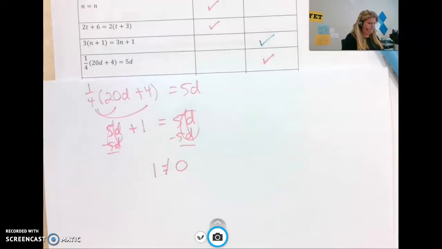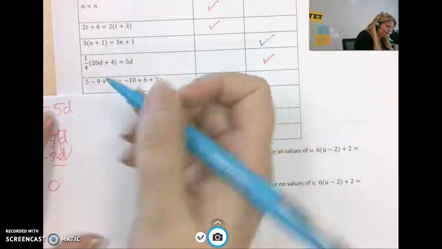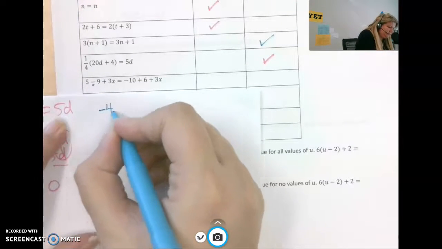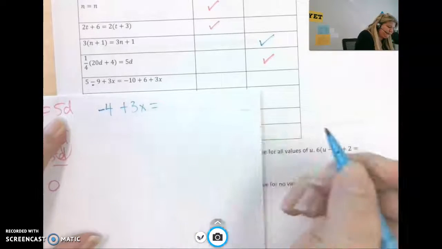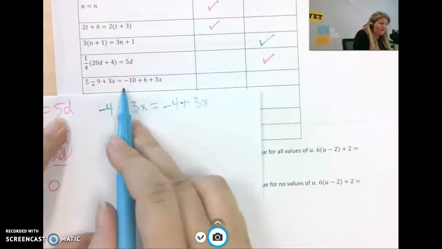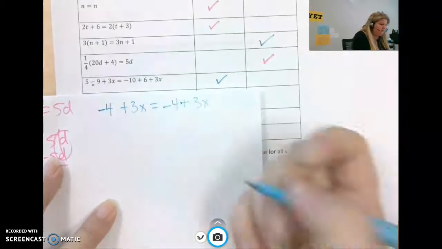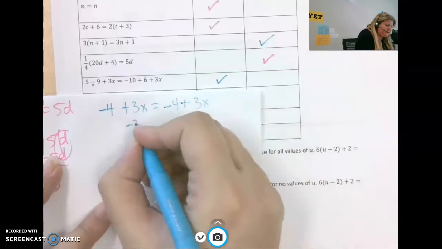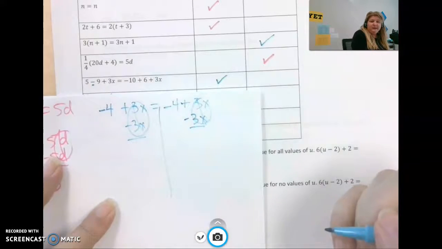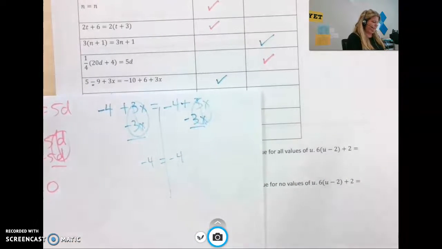Next, looks like we have some like terms to combine. I'm going to go ahead and do that. 5 minus 9 is negative 4 plus 3x equals, again, combining like terms, negative 10 plus 6 is negative 4. So I can see right now this is true for all values. But just to be consistent with what I have been doing, let's eliminate the variable and get negative 4 equals negative 4. And that is true.